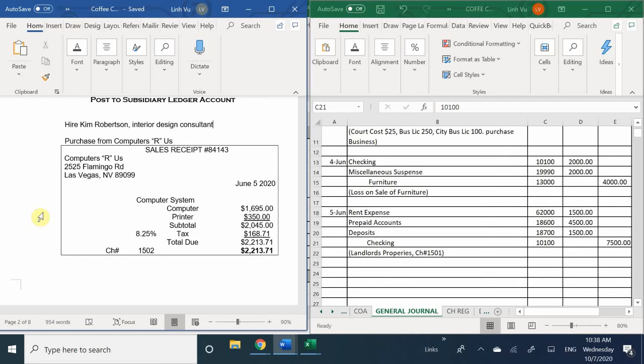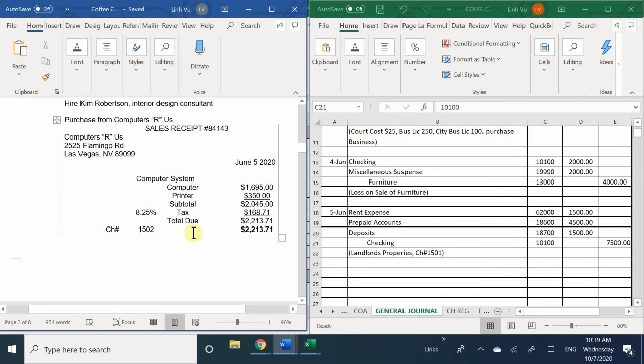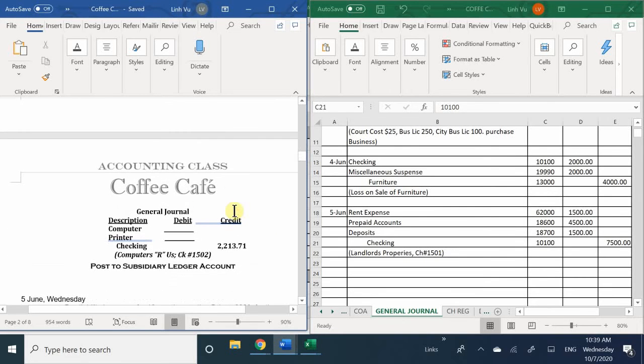Now, what kind of asset is a computer and a printer? What type of asset? Fixed. It is a fixed asset, yes, because these are considered equipment to us, right? To make our operations continue. So, with that being said, therefore, we need to journalize our assets. So, in this case, we bought a computer and we bought a printer, and we paid with a check, 1502, for the total amount of 2213.71.